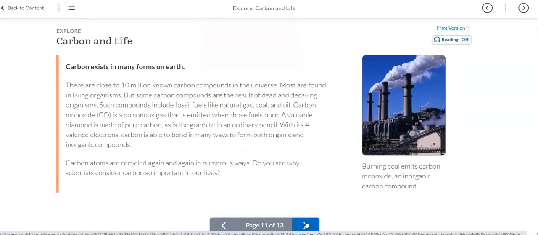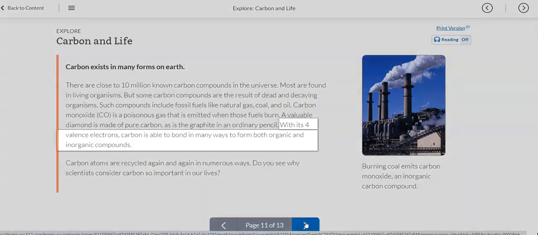Carbon exists in many forms on Earth. There are close to 10 million known carbon compounds in the universe. Most are found in living organisms, but some carbon compounds are the result of dead and decaying organisms. Such compounds include fossil fuels like natural gas, coal, and oil. Carbon monoxide is a poisonous gas that is emitted when those fuels burn. A valuable diamond is made of pure carbon, as is the graphite in an ordinary pencil.